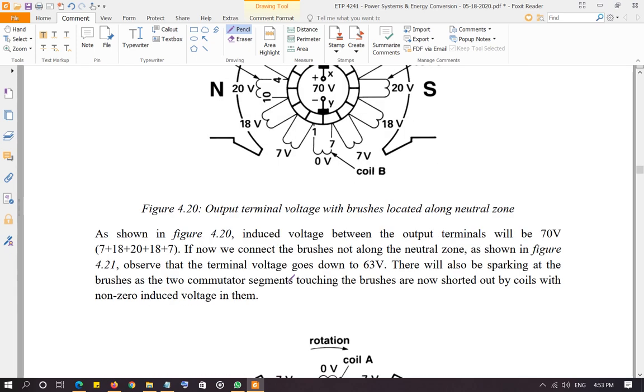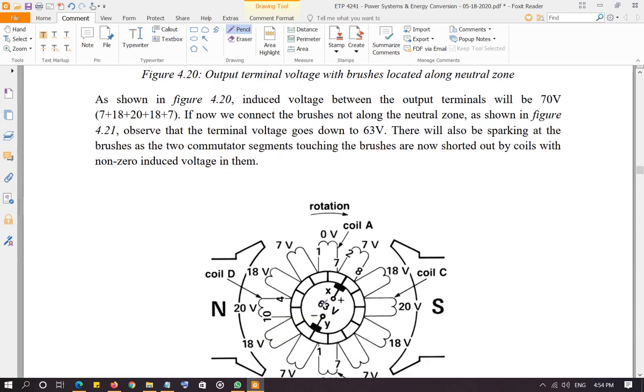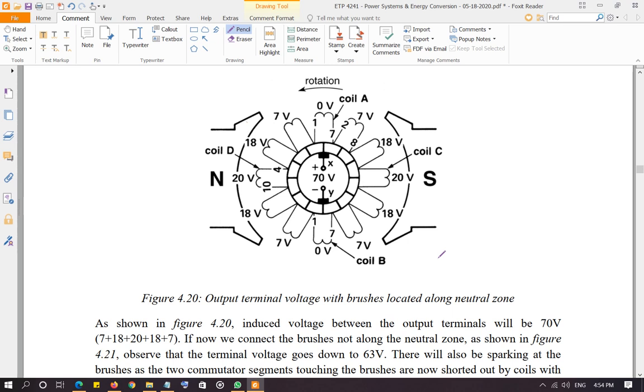Now, one more thing that you see over here is where we're placing the brushes. We're placing these two brushes on the commutator segments, so it is shorting out two commutator segments. Look, the Y brush is shorting out this segment and this segment, and the X brush is shorting out this segment and this segment. Observe that the coil that is shorting out both the segments as well, so coil A here and coil B here, it is shorting out these two segments where the brush is connected. The voltage in that coil is 0 volt, right?